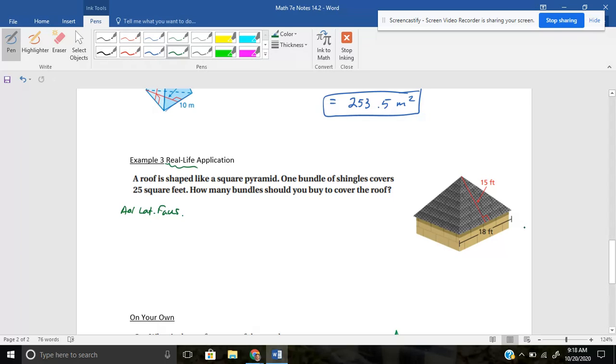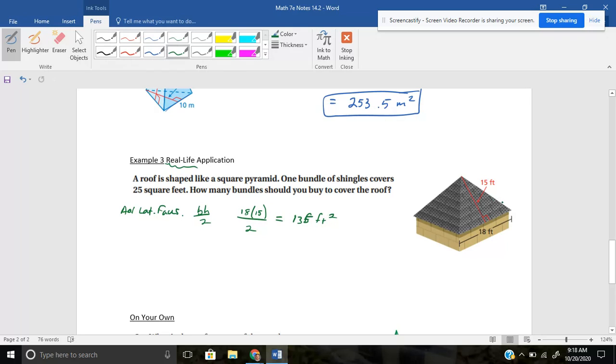Okay, so let's try to find the area of our lateral faces here. They're triangles, and I have 4 of them. So a triangle area is base times height divided by 2. My base is 18 feet times my height is 15 feet. And then I need to divide that by 2. Okay. When you do that, you should come up with 135 feet squared, and that's for one side.